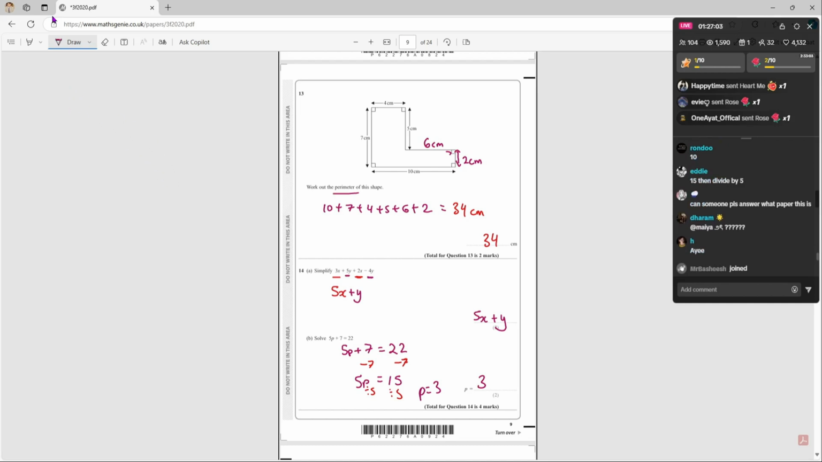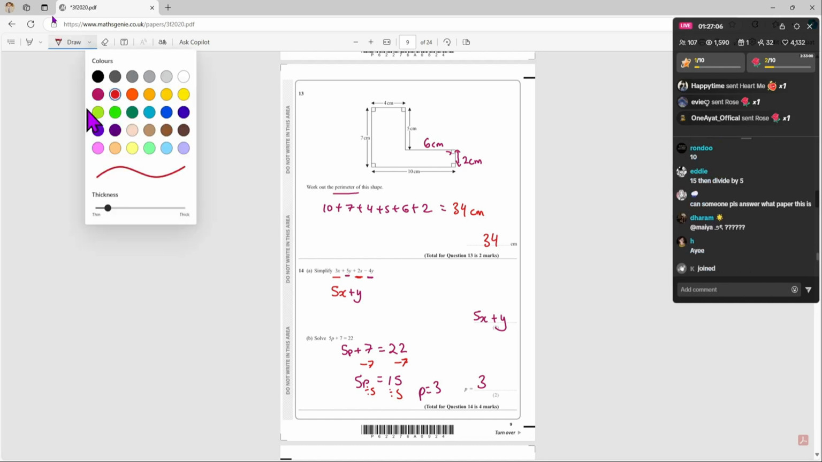This is paper free calculator. Calculator paper free. Okay?